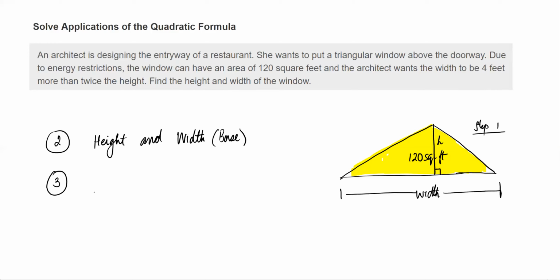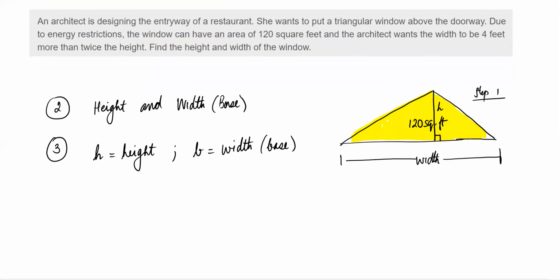So in step 3, I'm going to call h as the height because it's very intuitive. Right? We have the formula and everything based on these specific letters. And I'll use b as the width. Although b is the base, the base here is the width. Okay. So step 3 is to assign variables. Step 4 is to translate this into an equation.